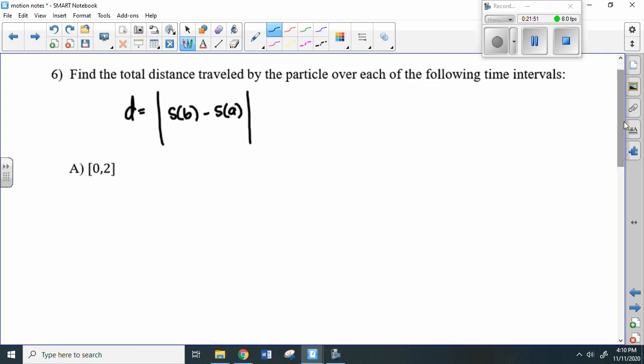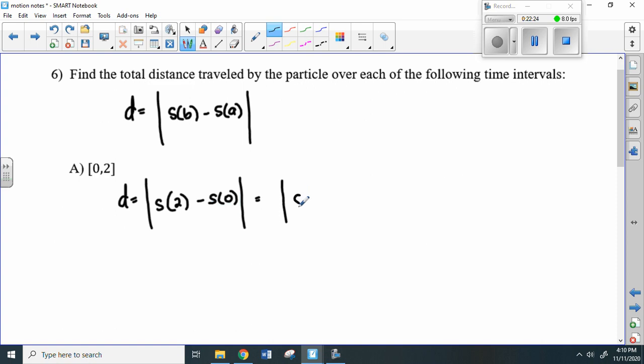So I'm still working with the same problem, and I want to know the total distance traveled from time 0 to time 2. Well, the first thing you have to ask yourself is, was there a change in direction in that interval? And if you go back and look, we did not change direction until we got to time 2. So there was not a change before that. So for this one, we can just do the absolute value of S of 2 minus S of 0. And again, those are just values that you need to work out.